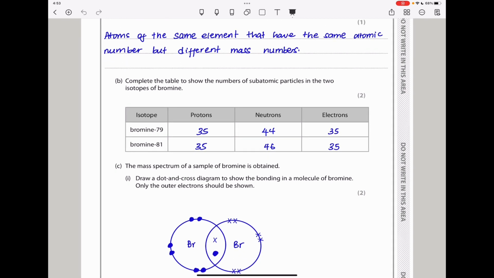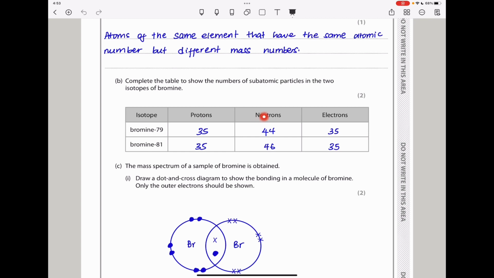The next part says complete the table to show the numbers of subatomic particles in the 2 isotopes of bromine. Subatomic particles are particles that are found within the atom. They include electrons, neutrons, as well as protons. So in bromine-79, the number of protons is 35. Remember, bromine has atomic number 35, so whether it's bromine-79 or bromine-81, both have the same atomic number. Therefore, they have the same number of protons.